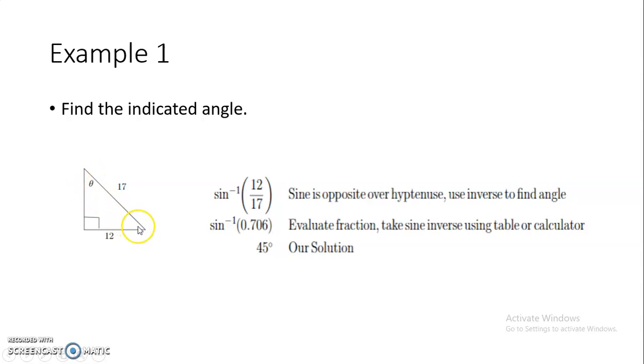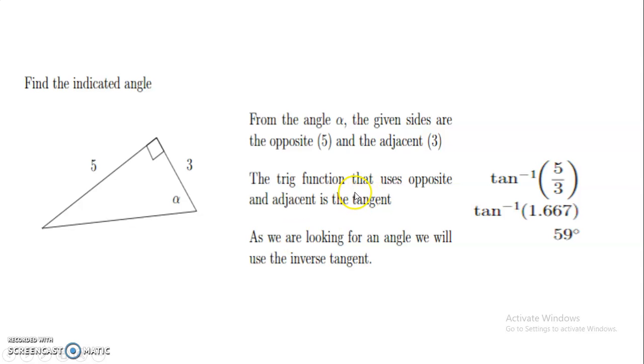What do you think the other angle is? If this is 45 and this is 90, what is this? Then this must be 90 minus 45. Okay, because the whole thing is 180 and this is already 90, so the other two together must be 90 as well. So this is also 45. Great. Let's look at another example.